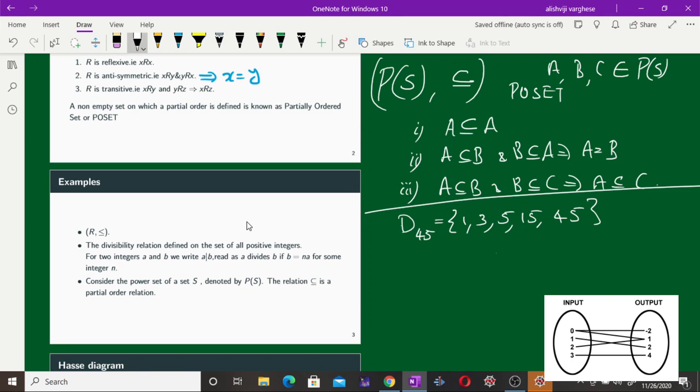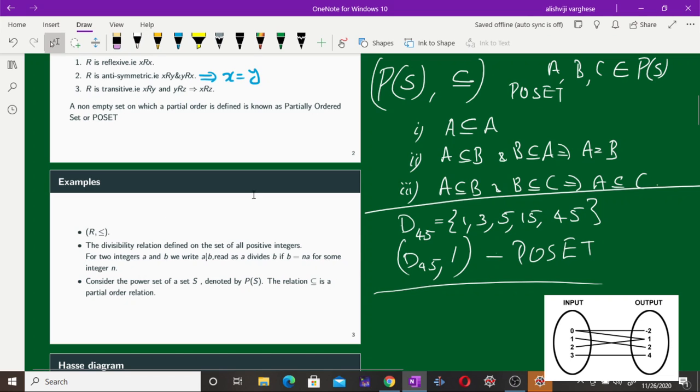So the set of all divisors of 45 is a finite set, and we can consider D45 together with the divisibility relation. Then this is a partially ordered set, and this is another example of a partially ordered set.